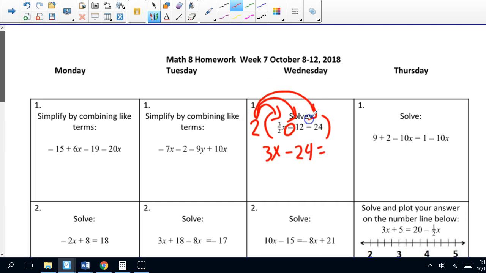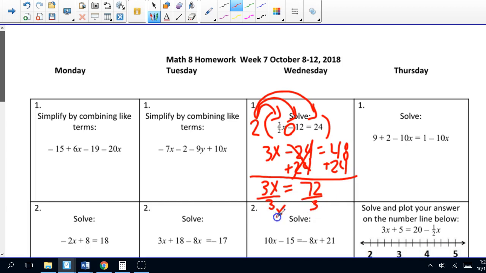Now let's distribute across to the other side because every term has to hit the distributive property. So every term has to be multiplied by 2. And 2 times 24 is 48. That's a lot easier to solve. Now we just need to eliminate our constant from the left. Add 24 because that's the inverse operation. See how it makes negative 24 and plus 24 go to 0. And then you end up with 3x is equal to 72. Divide both sides by 3, and you get x is equal to 24.